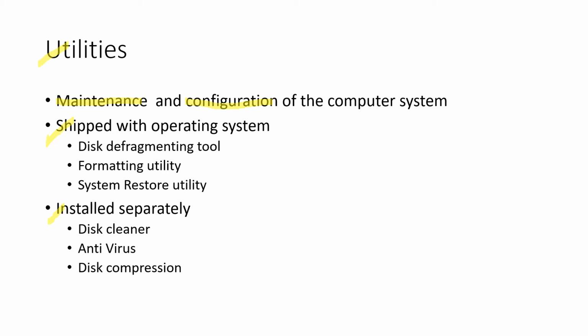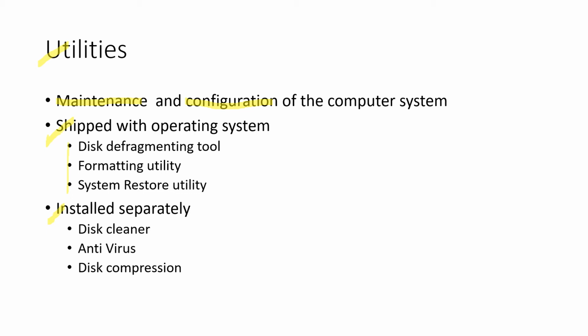And the next one is the formatting utility. Formatting is a process of preparing the data storage device for initial use. And the next one, system restore utility. A system restore utility restores the system and important system files to the previous state using a snapshot or backup information. So now we will look at the utilities which are installed separately.